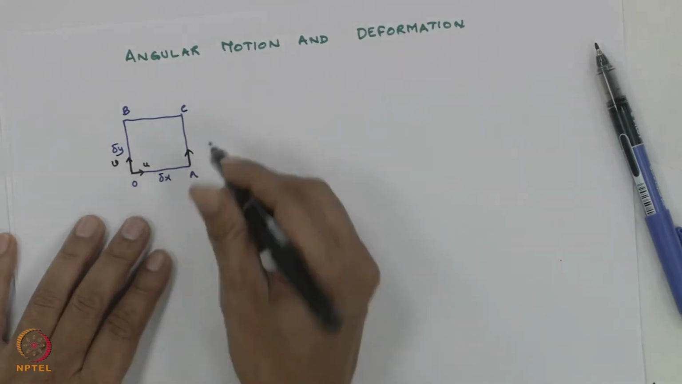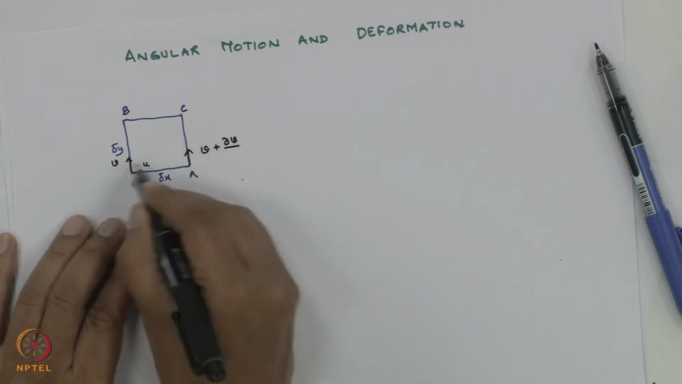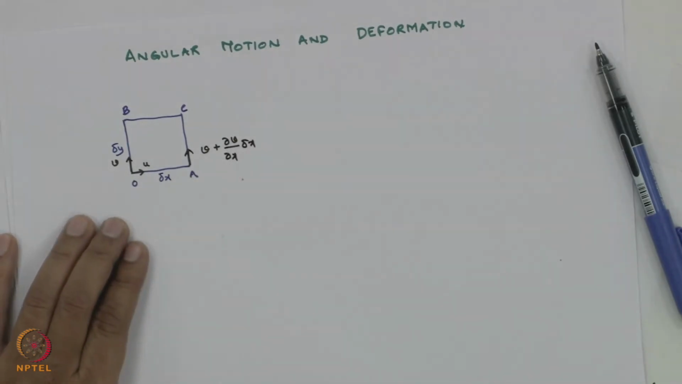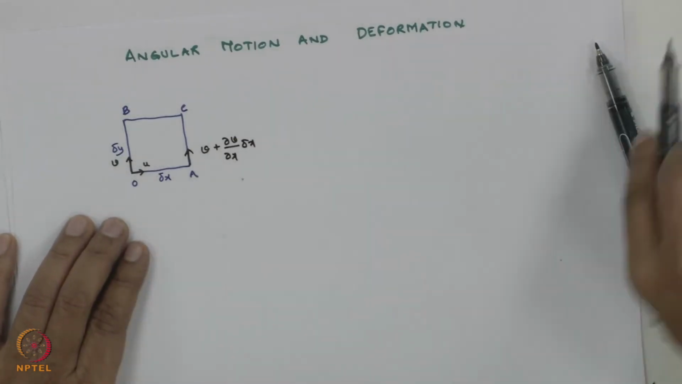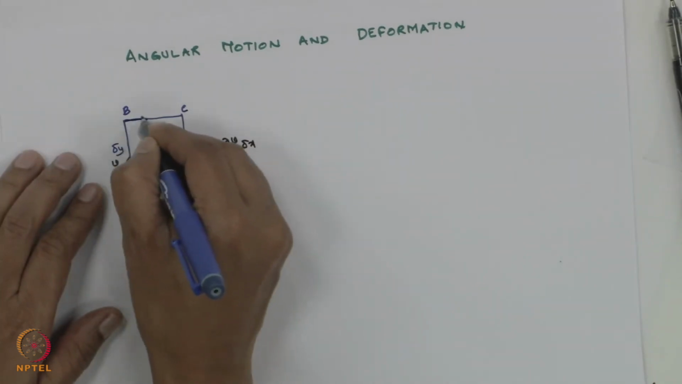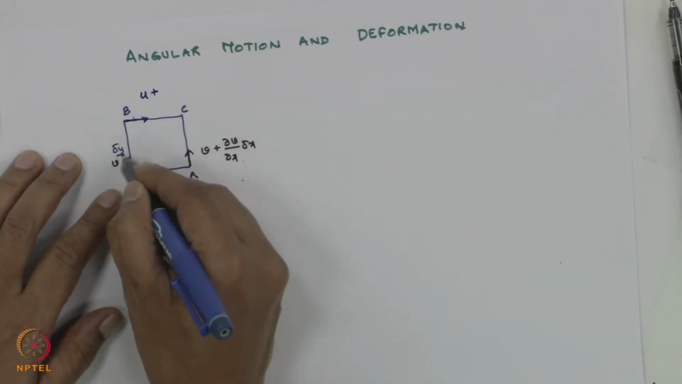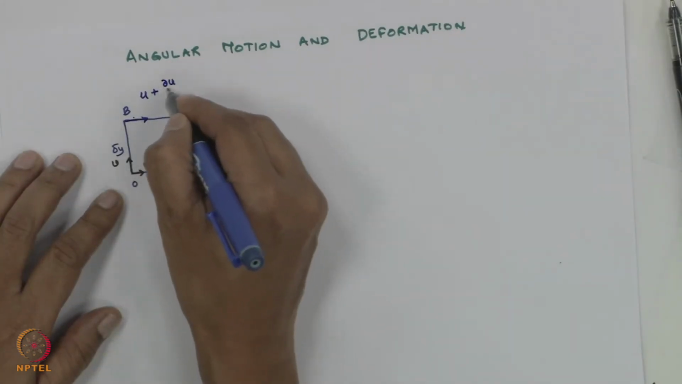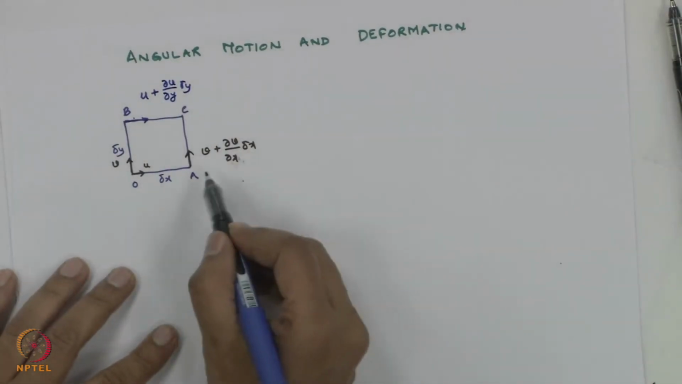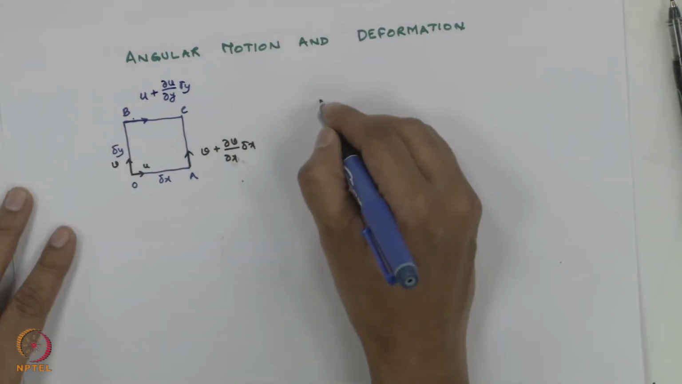If I take here, that is v plus del v by del x into delta x, since v is varying with x. That is again by Taylor series expansion. I can write that. I am not showing that again. So you have u becoming u plus del u by del y, delta y, since u is varying with y. So what does this variation, the cross velocity gradient, do? It actually does angular deformation.